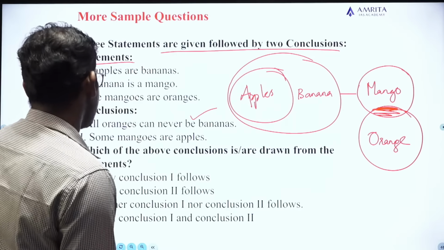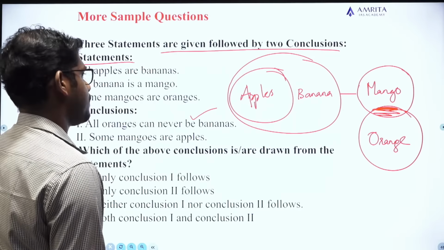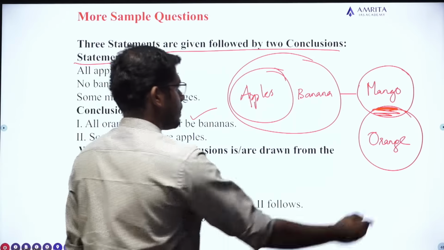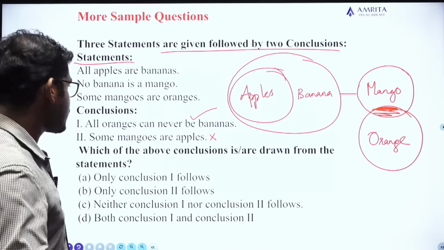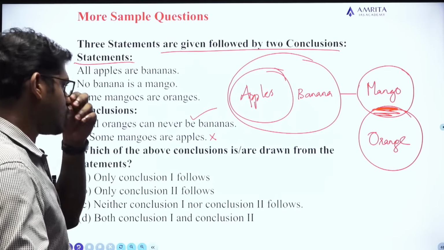Moving to the second one, some mangoes are apples. Are some mangoes apples? This is some mangoes. Is that apples? No, it is not apples. So the first conclusion is correct. The second conclusion is wrong.